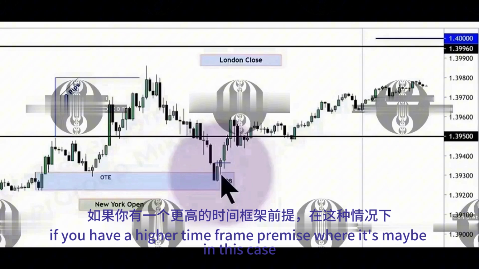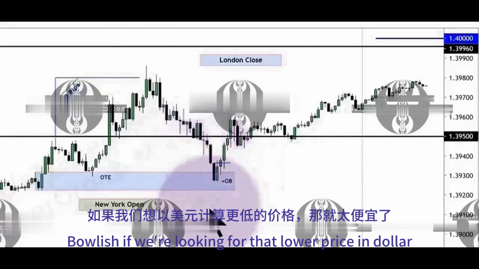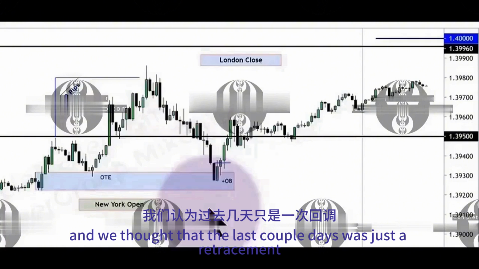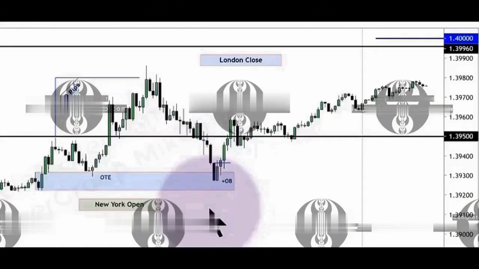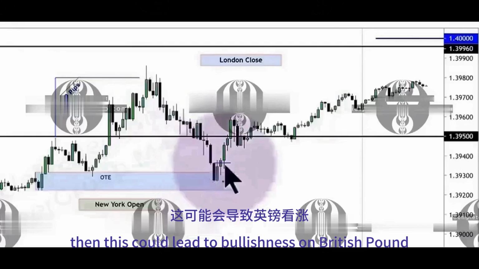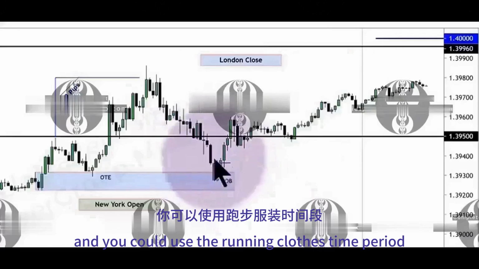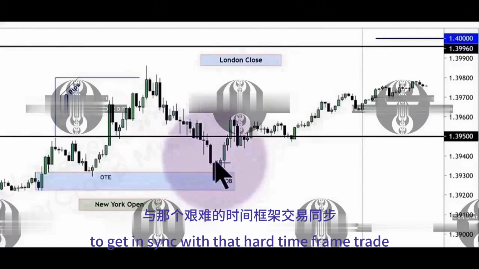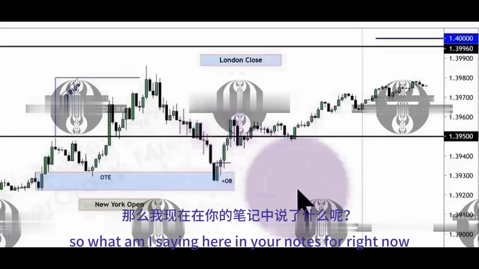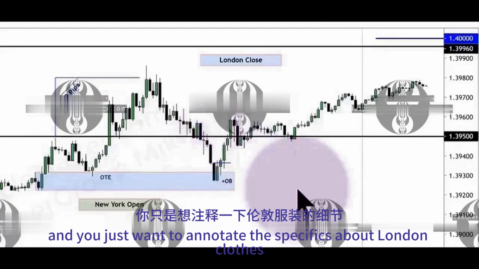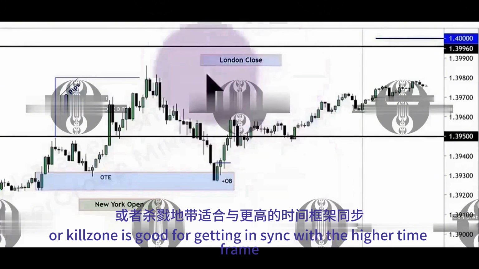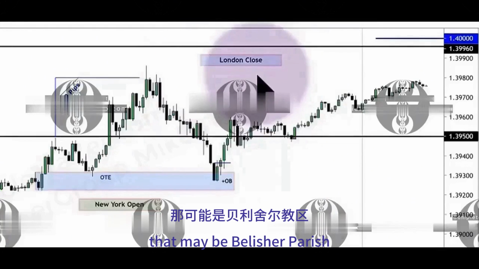Many times, if you have a higher time frame premise, where it's maybe in this case bullish, if we're looking for that lower price in dollar, and we thought that the last couple of days was just a retracement, if that is the case, then this could lead to bullishness on British pound, and you could use the London close time period to get in sync with that higher time frame trade. So what am I saying here? In your notes for right now, you just want to annotate the specifics about London close, this time window or kill zone is good for getting in sync with the higher time frame that may be bullish or bearish.